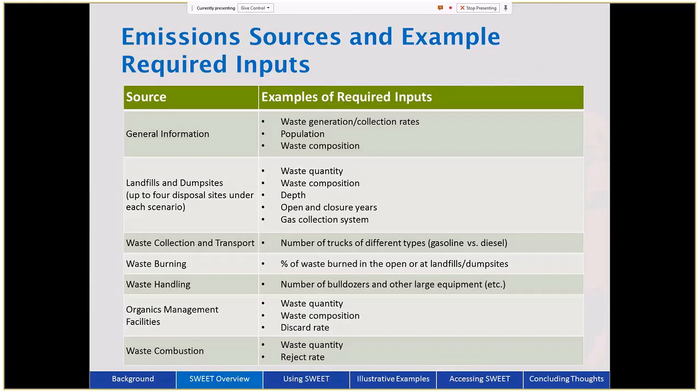And I should say that for the waste composition, I mentioned earlier in this presentation that many of the cities that work with the CCAC don't always have great or complete data about the composition of their waste streams. So the tool actually provides some assistance in entering that data. There are default values that users can rely on.